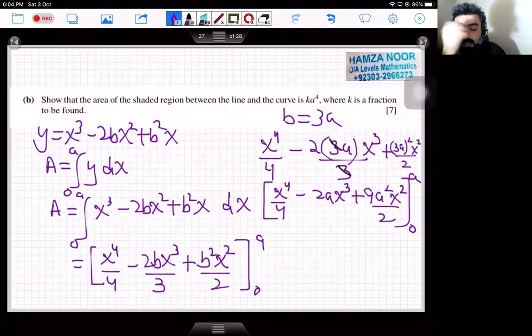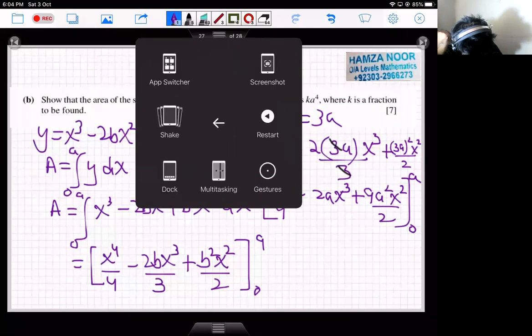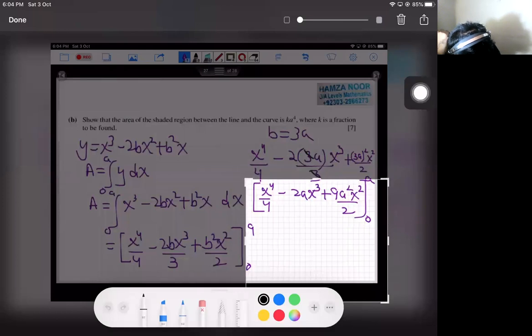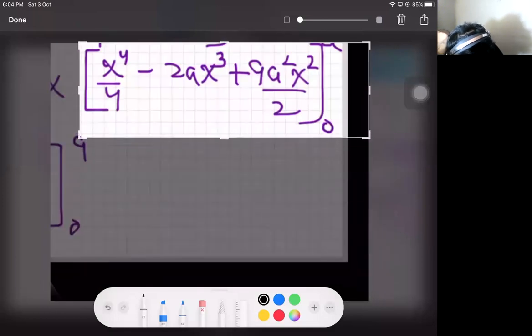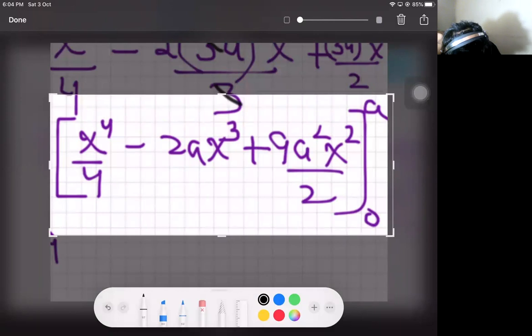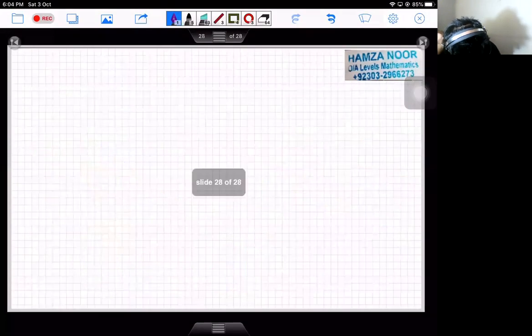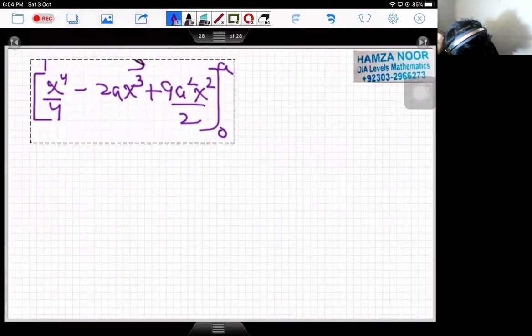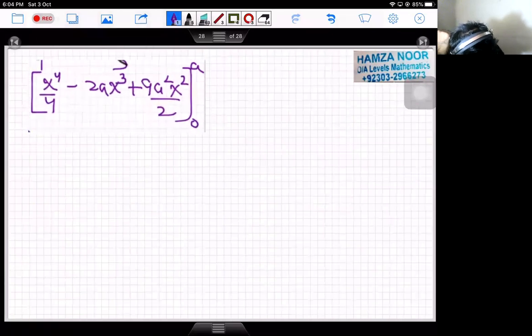Up to here we have achieved this step, where this integrated equation is now completely in the form of a and we need to put the limits from a till 0. Okay, now let me take a screenshot and copy it on the other page. So far we have achieved this thing.